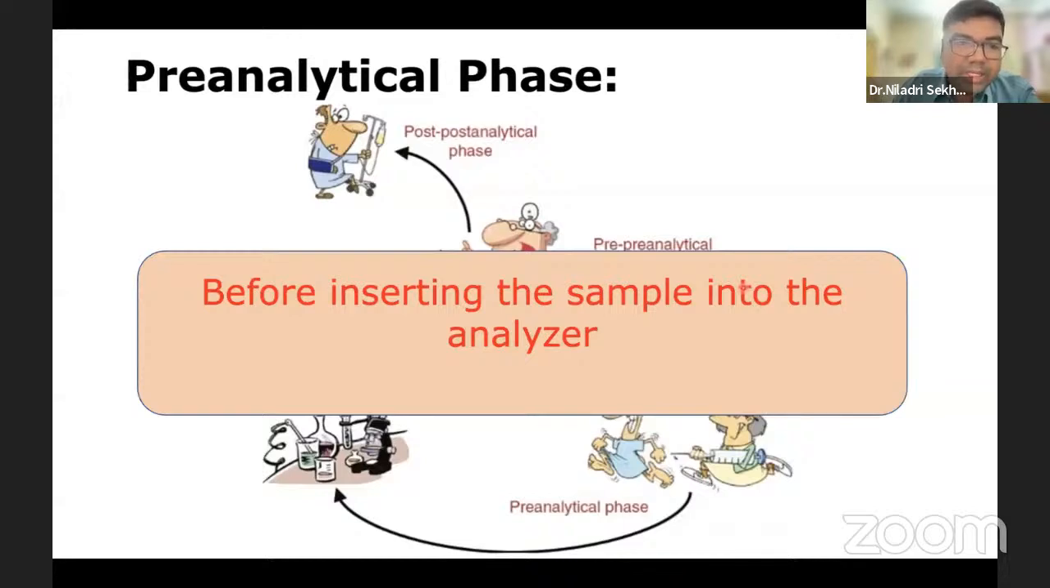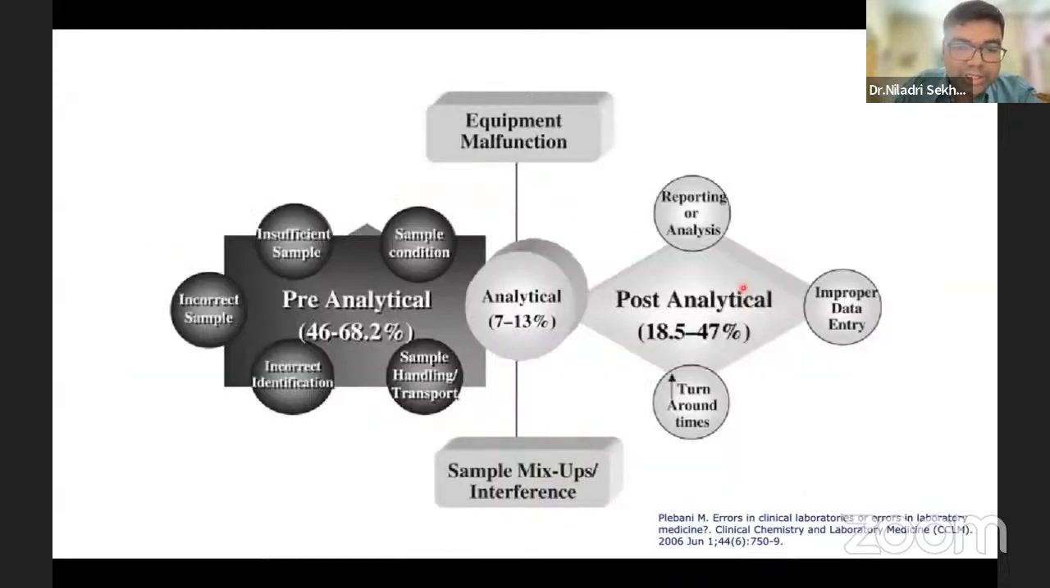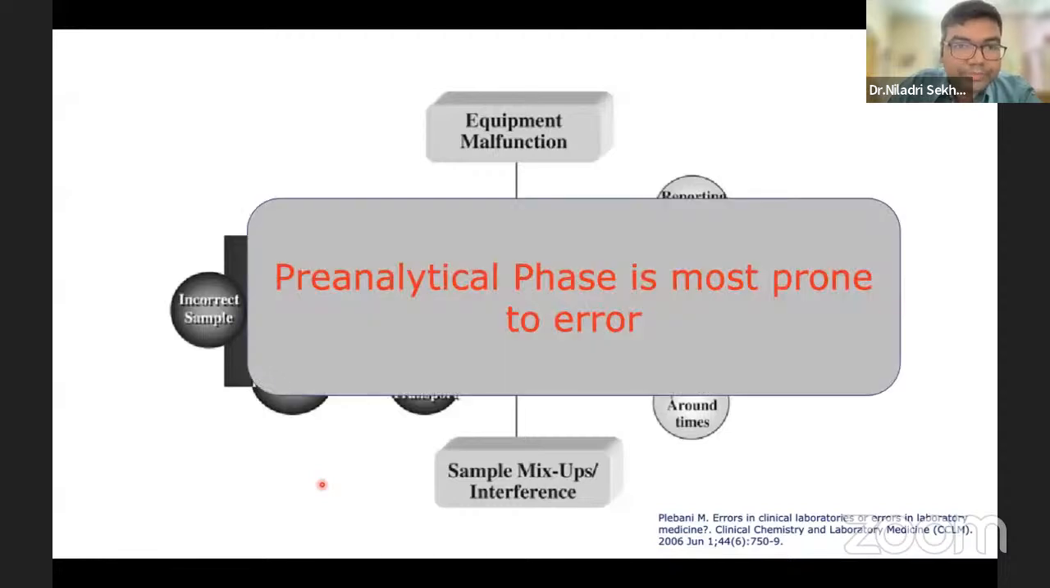So essentially, the pre-analytical stage is the stage before inserting the sample into the analyzer. This is a study from the year 2006, where they have shown that out of all the errors, most occur in the pre-analytical phase, a whopping 46 to 68.2%. And you can see what the errors are: incorrect sampling, incorrect identification, sample handling or transport problems, sample condition may not be optimal, insufficient sample. All of those can constitute a huge amount of error in the pre-analytical stage itself.